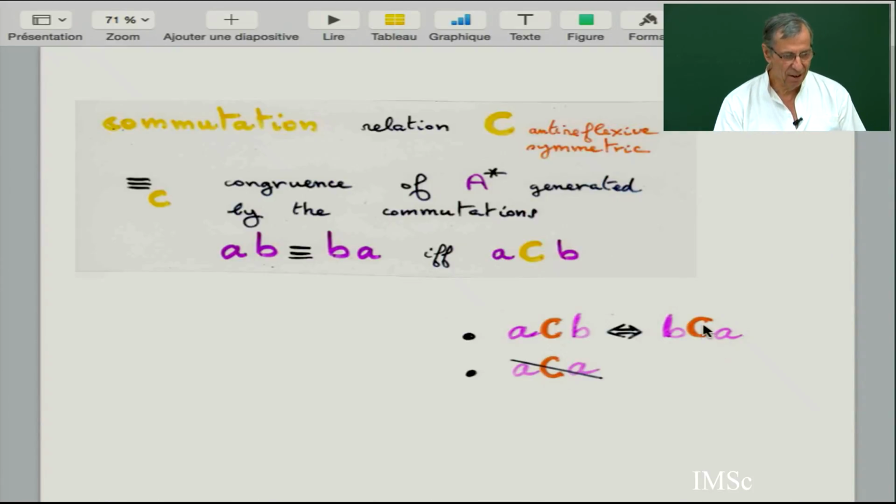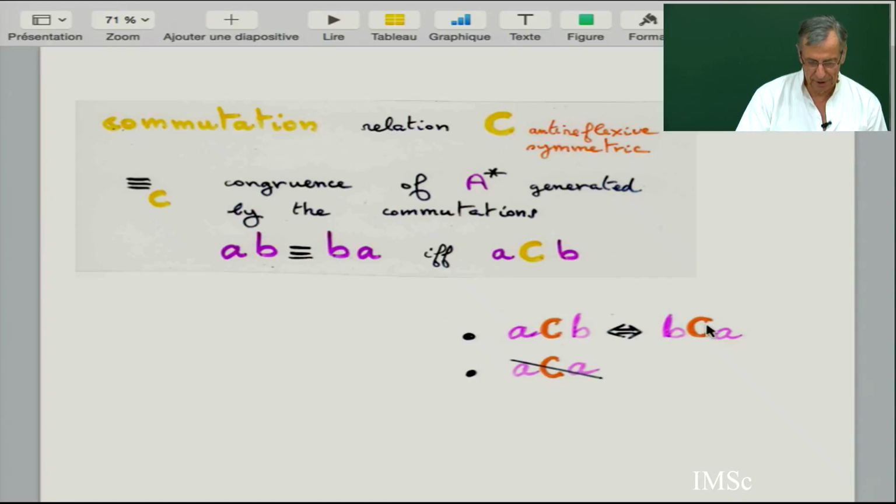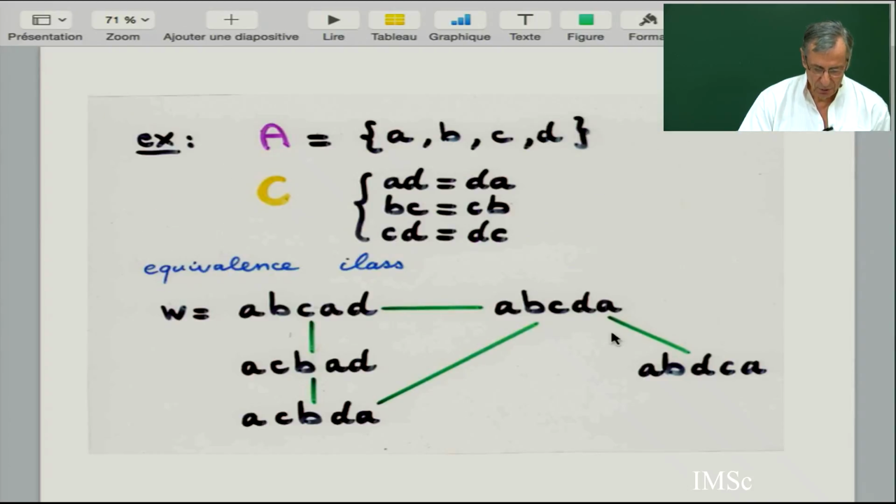I define the commutation monoid as follows. You have a binary relation capital C, which is called the commutation relation, and I define the congruence generated by this relation. This relation is symmetric and anti-reflexive, which means A commutes with B, but A does not commute with A. It may be strange, but that's the rule. And we define the congruence generated with equivalence classes.